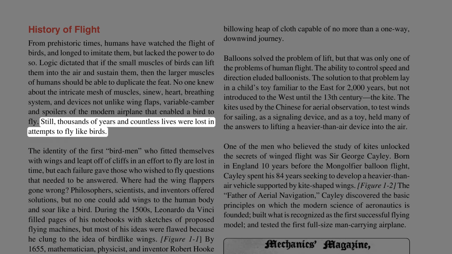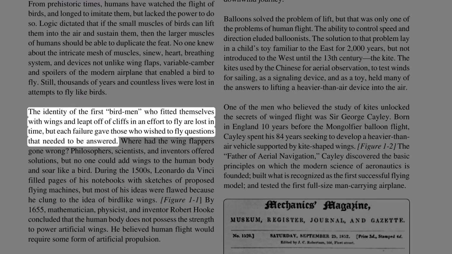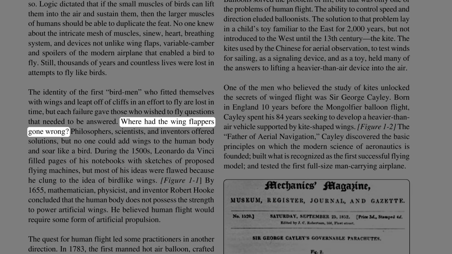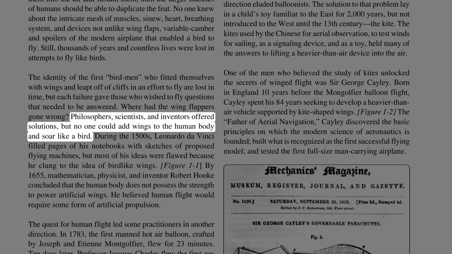Still, thousands of years and countless lives were lost in attempts to fly like birds. The identity of the first birdmen, who fitted themselves with wings and leapt off of cliffs in an effort to fly, are lost in time, but each failure gave those who wished to fly questions that needed to be answered. Where had the wing flappers gone wrong? Philosophers, scientists, and inventors offered solutions, but no one could add wings to the human body and soar like a bird.